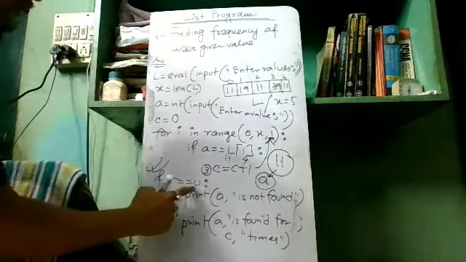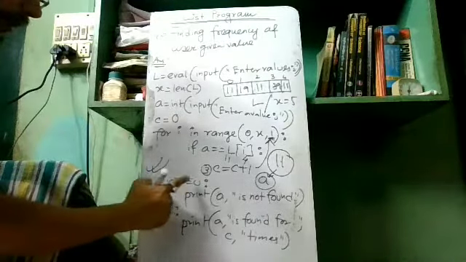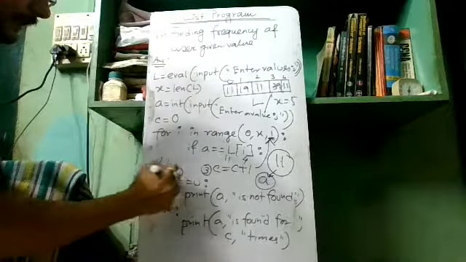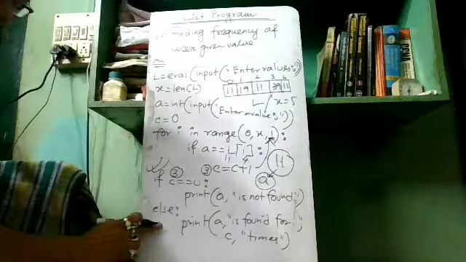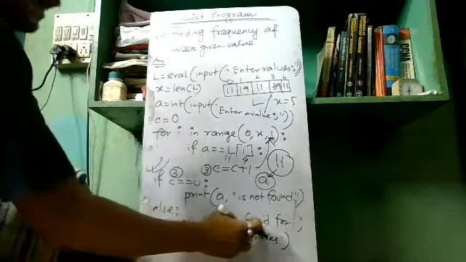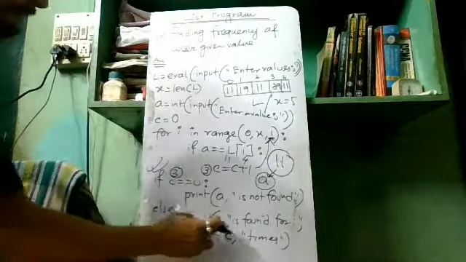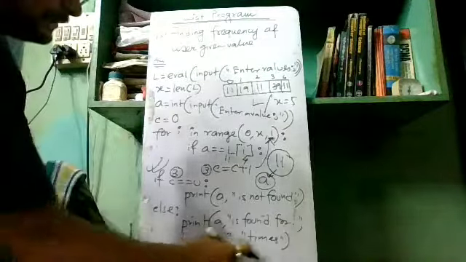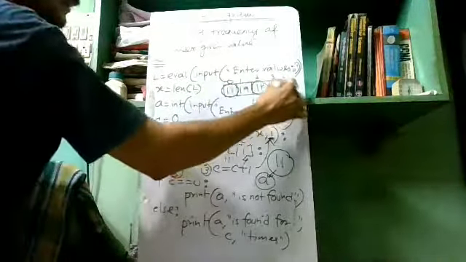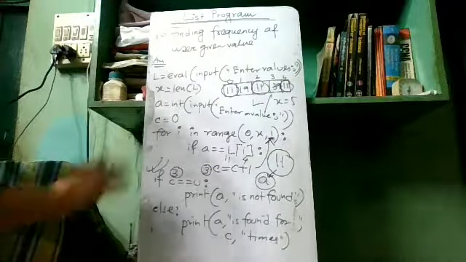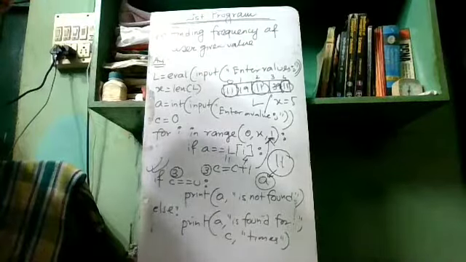If C equal to 0, what is the value of C? 3. So is 3 equal to 0? No. Then we come here. What is printing? Print A is found for C times. That means what will be printed? 11 is found for 3 times. So 11, you can see, is found 3 times. So this is the program. So this is all about the loop program. Thank you.